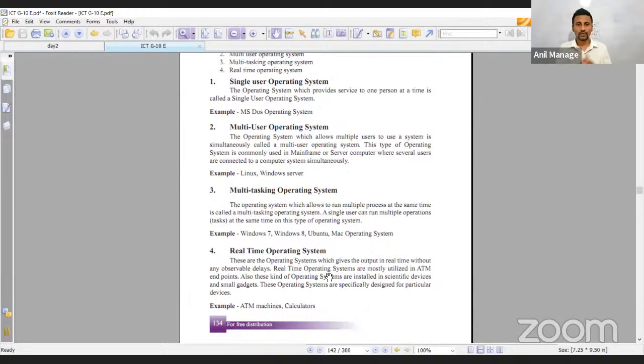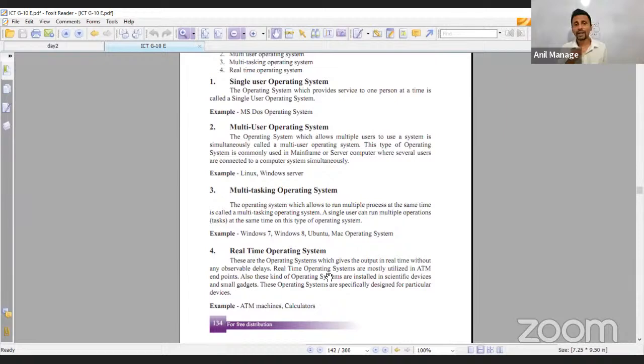Now, while I am showing this, I am recording, I am showing my video, I am streaming to YouTube. So I am doing several tasks at the same time. So my operating system is Windows 11, Windows 10. So this is do multitask.